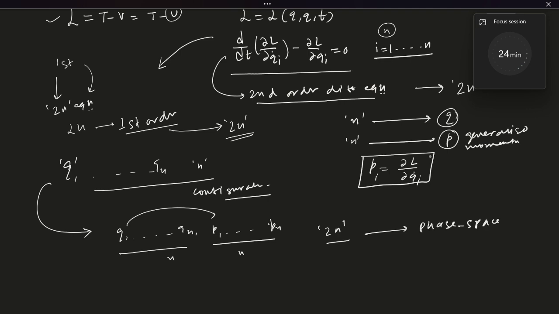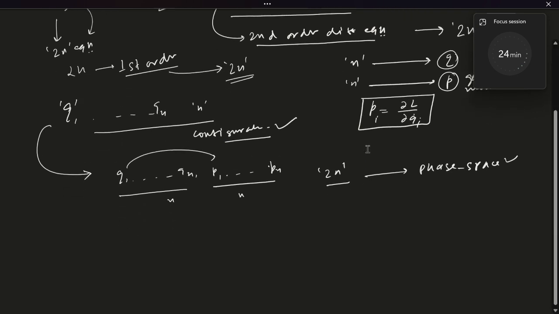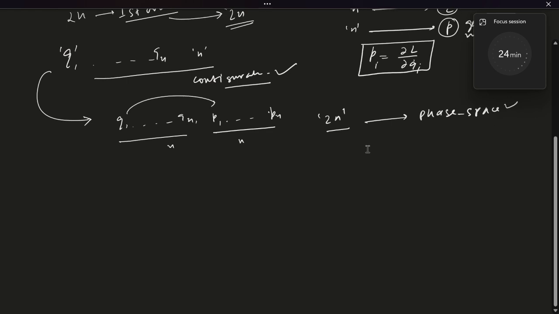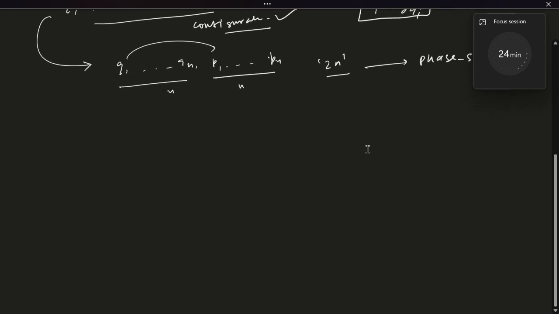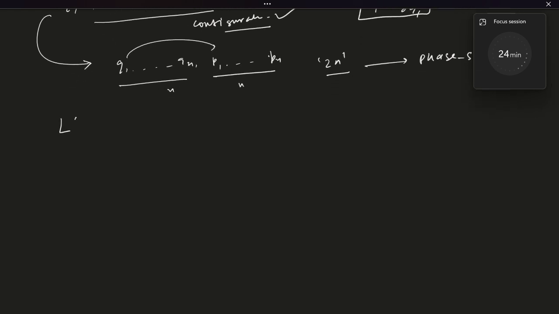So the previous one is the configuration space, and this one is the phase space. Now look into this. We are going from q, q dot, t. This is the Lagrangian, which is defined in the configuration space, and we are defining some quantity in the phase space, which is nothing but H, which is a function of q, p, and t.